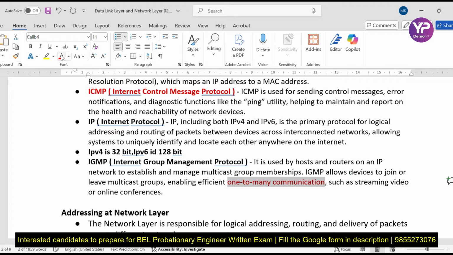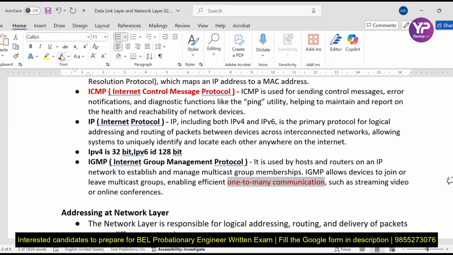We have mainly two terminologies: one is multicast, one is broadcast. Broadcast means if I want to send the data to all the clients, then it is called broadcast. If I want to send the data to more than one, but not all the clients, then it is called multicast. That is the main point.